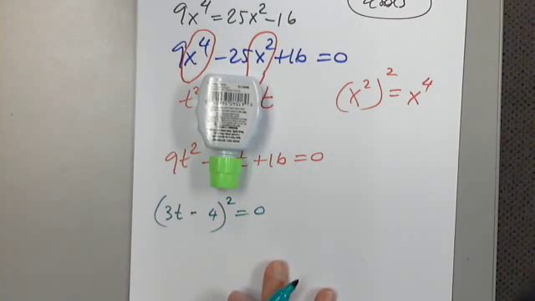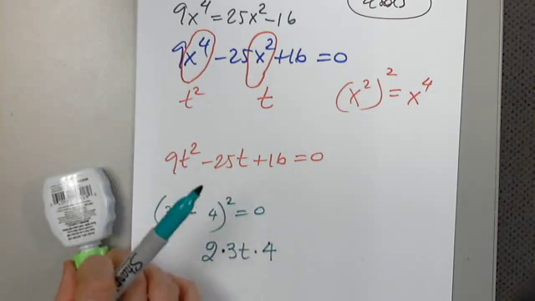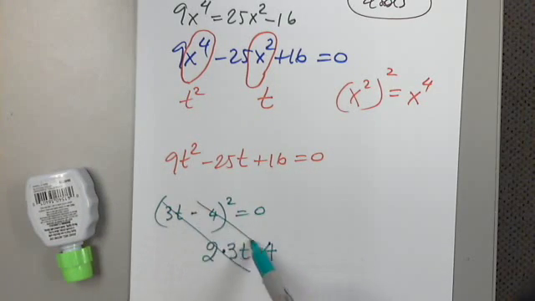2 times 3t times 4. 2 times the first times the second. So this is 6 times 4 is 24t. That's not what I have here. So this route is not good.